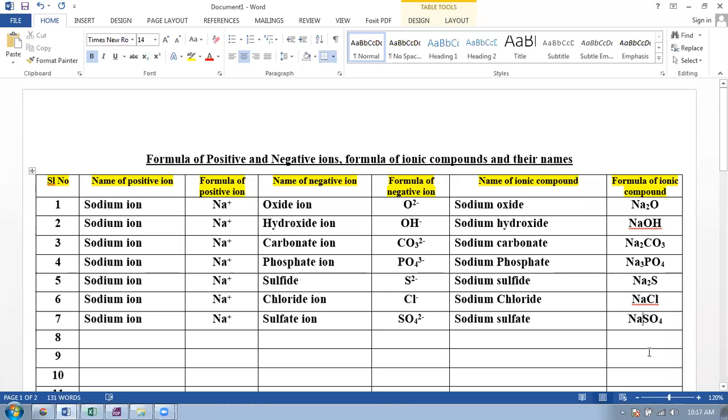Now look at the charges. Sodium has 1 plus and sulfate ion has 2 minus. Interchange: the 2 of sulfate ion comes here after sodium, and sodium has 1 plus, so 1 comes after sulfate. 1 is not necessary to mention. So Na2SO4. So this is with sodium ion.